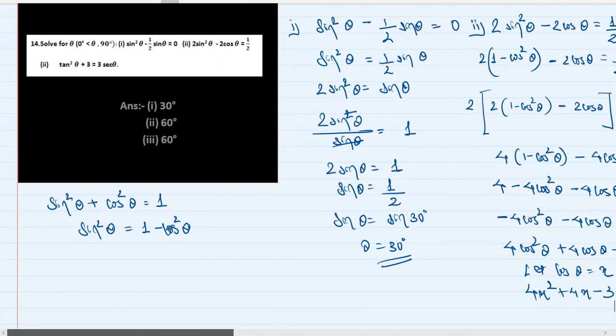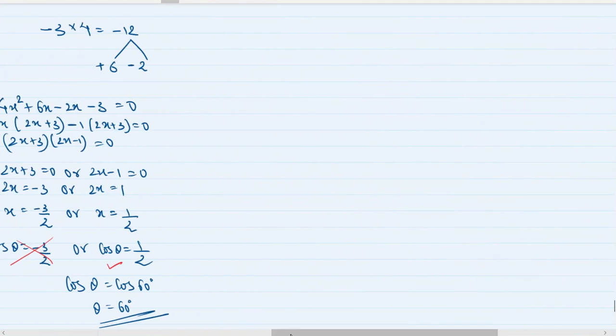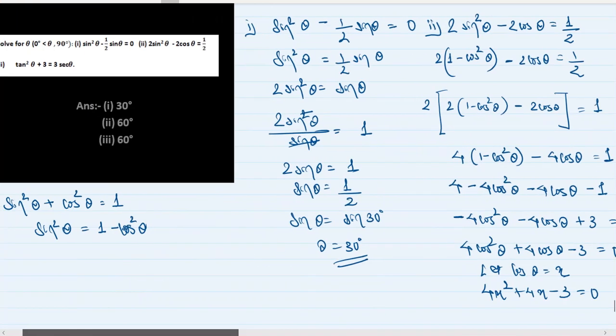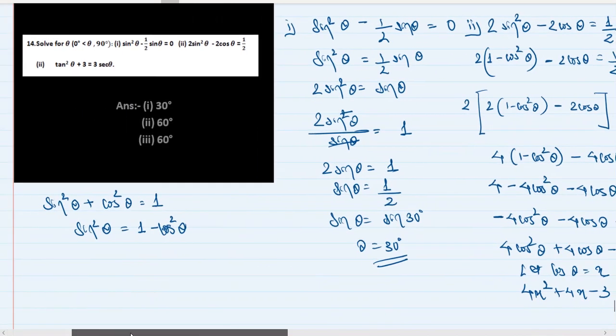Yeah, so that was question number 2. We have one more question. Tan square theta plus 3 is equal to 3 sec theta.